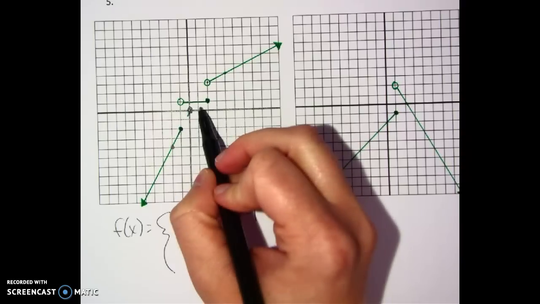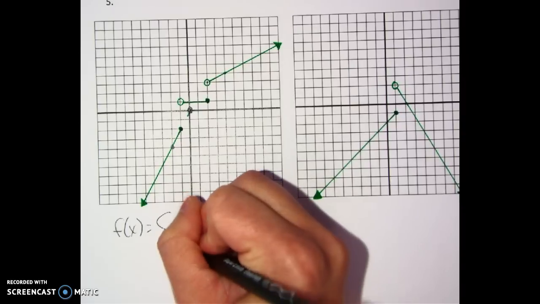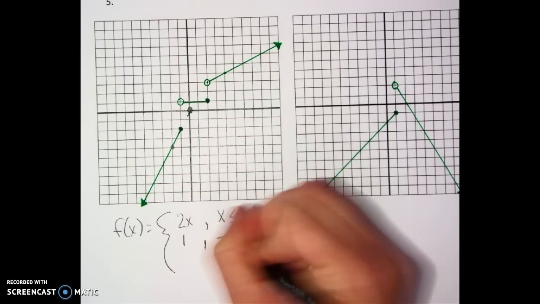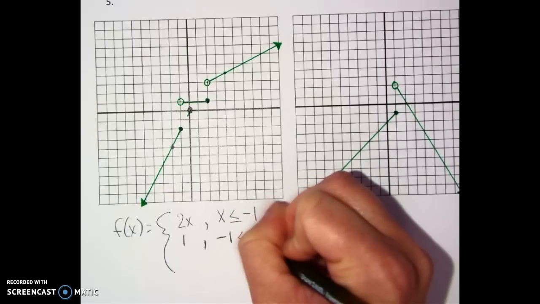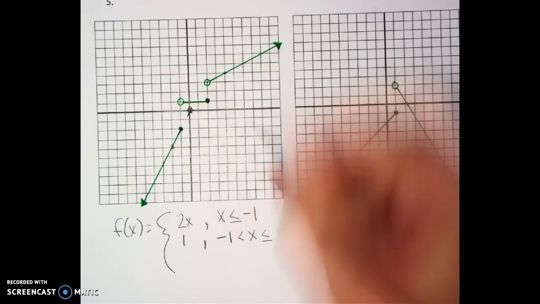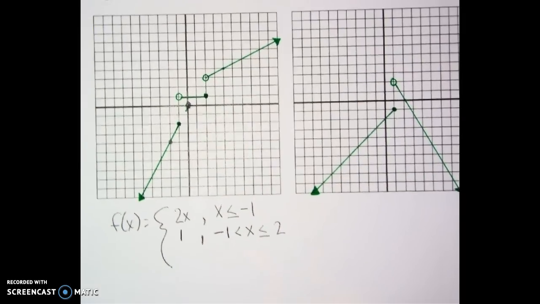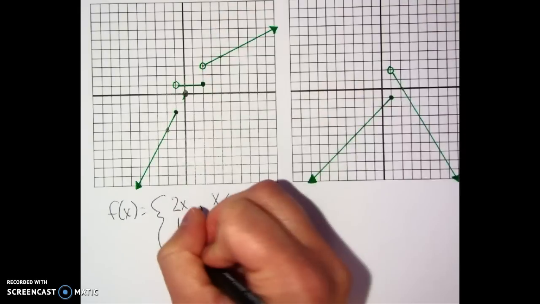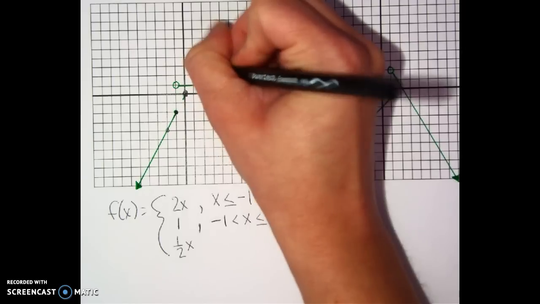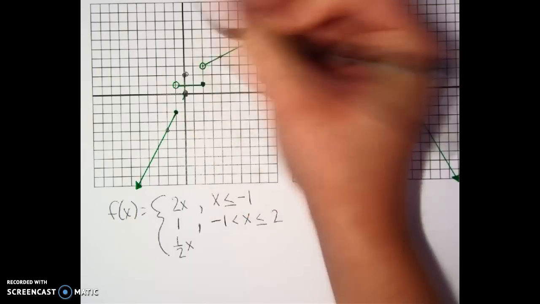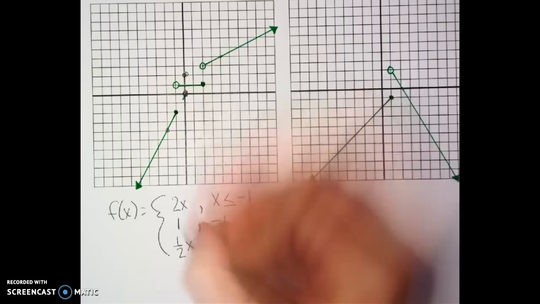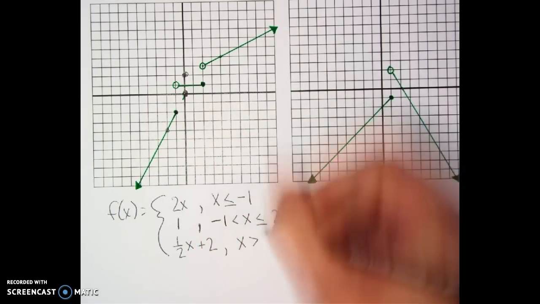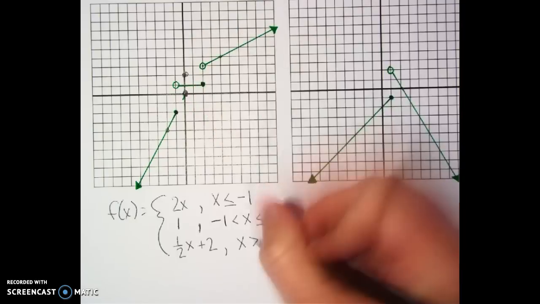This line right here is a straight line that's going to be straight across. It's just a number. That's 1. And the inequality for that one is -1 is less than x, which is less than or equal to 2. And the last one here, I go up 1 over 2, so I know my slope is 1/2 x. If I go down 1 over 2, that gets me to the y-axis at 2. So it's 1/2 x plus 2, and my inequality is x is greater than 2.